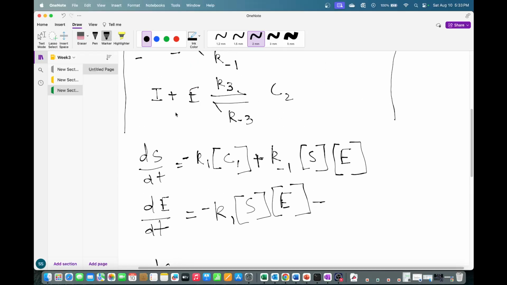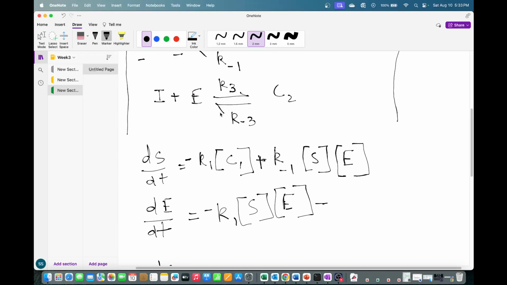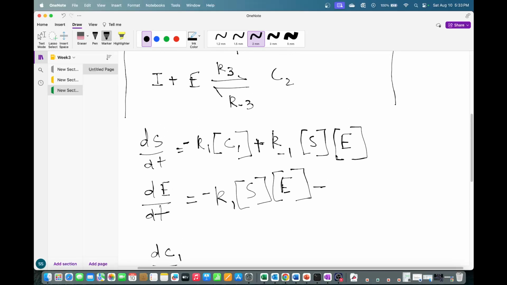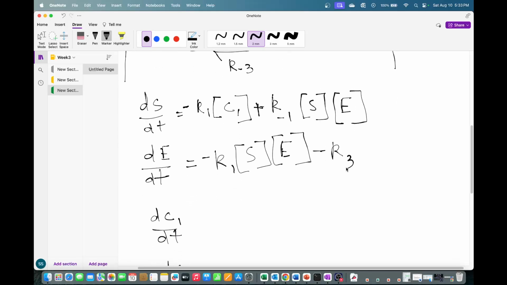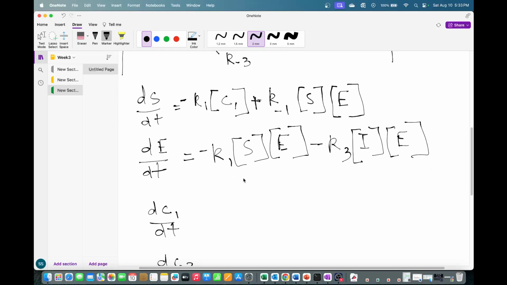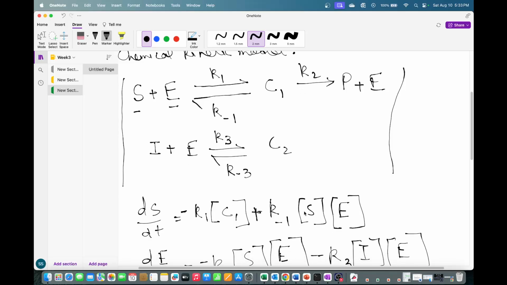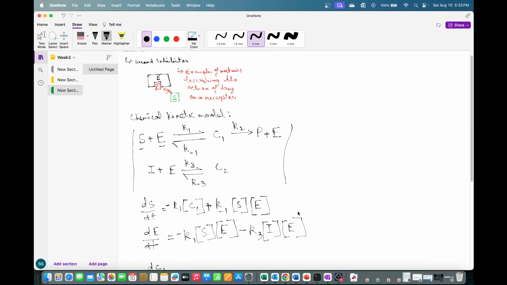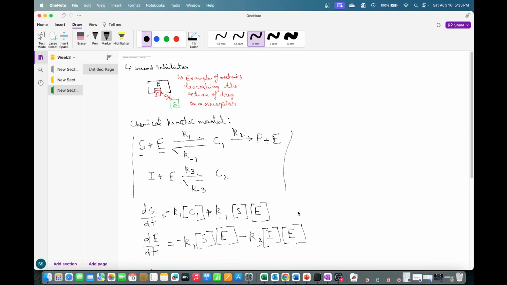Now at the third one also it is getting used up. So it is minus K3 into I into E, right? Is it clear? Are you confused? If you are confused, please tell me, I'll explain. Actually, both S and E go to the reaction. I think S and E behave the same, right?